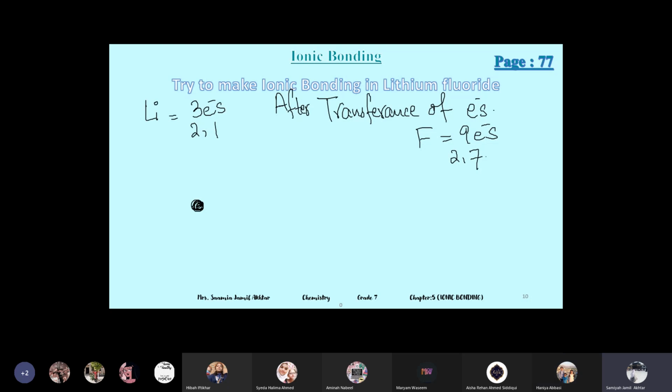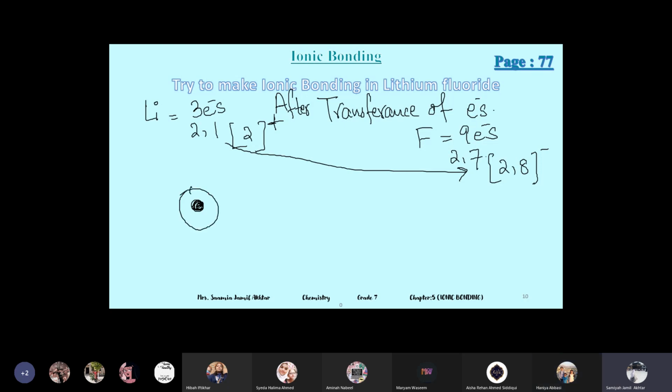So how will it bond? Lithium, being a metal, will give its electron to fluorine. So lithium will become 2 in square brackets and positive because it gives. The donor always gets a positive sign. And fluorine, which accepts, gets negative. Now you will draw the diagram.